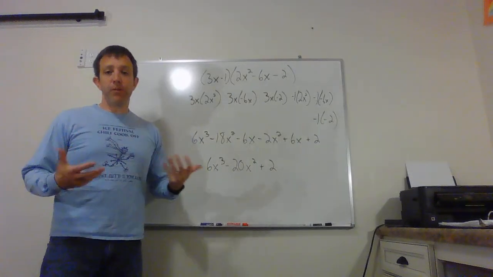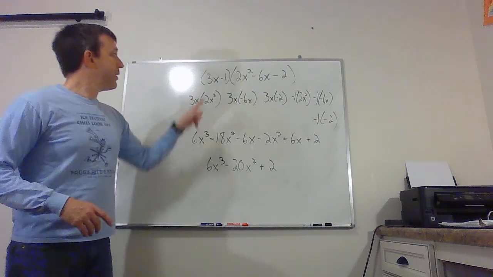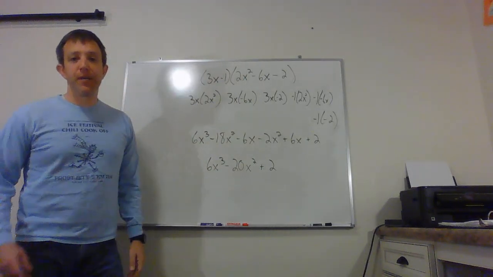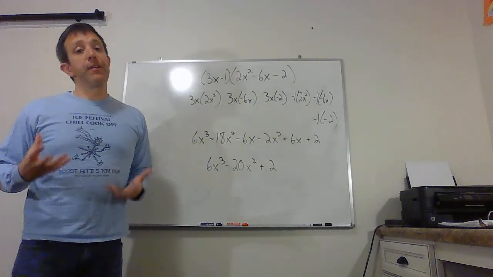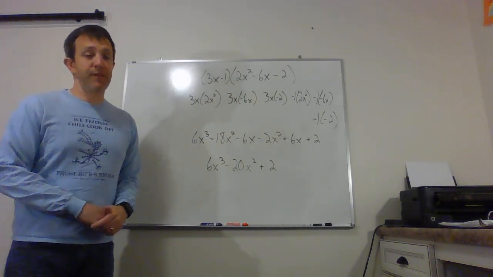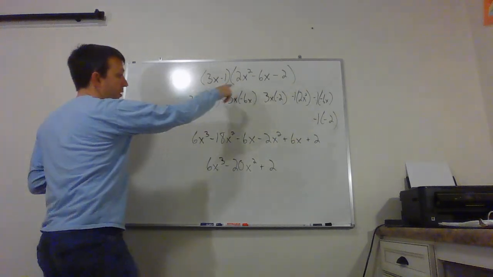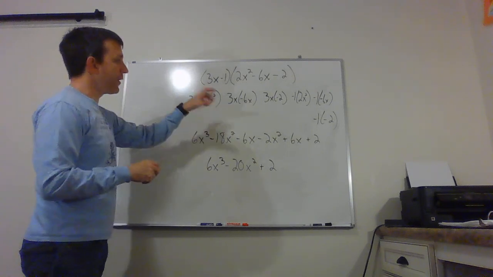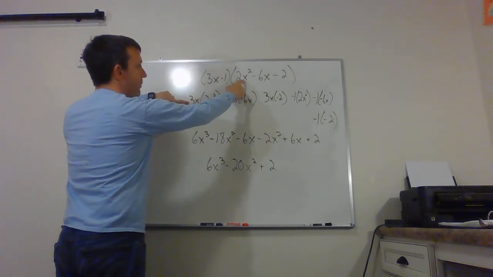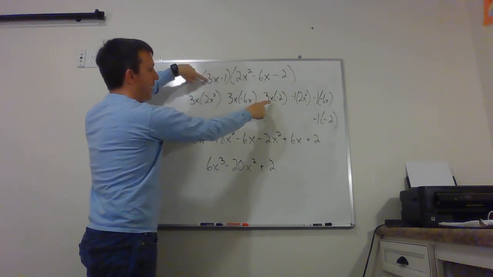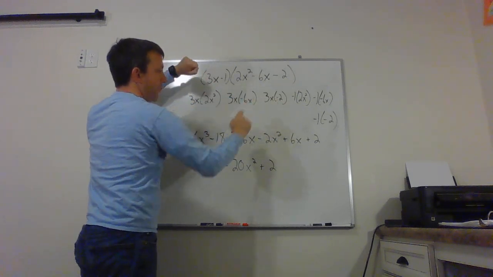All right, so here is my last example. 3x minus 1 times 2x squared minus 6x minus 2. Again, remember the directions. Everything in the first times everything in the second. So you can see I wrote it all out. I ran out of room over here, so I had to kind of wrap it down there a little bit, but it's all here. I have 3x times 2x squared. 3x times the minus 6x. And 3x times the minus 2.